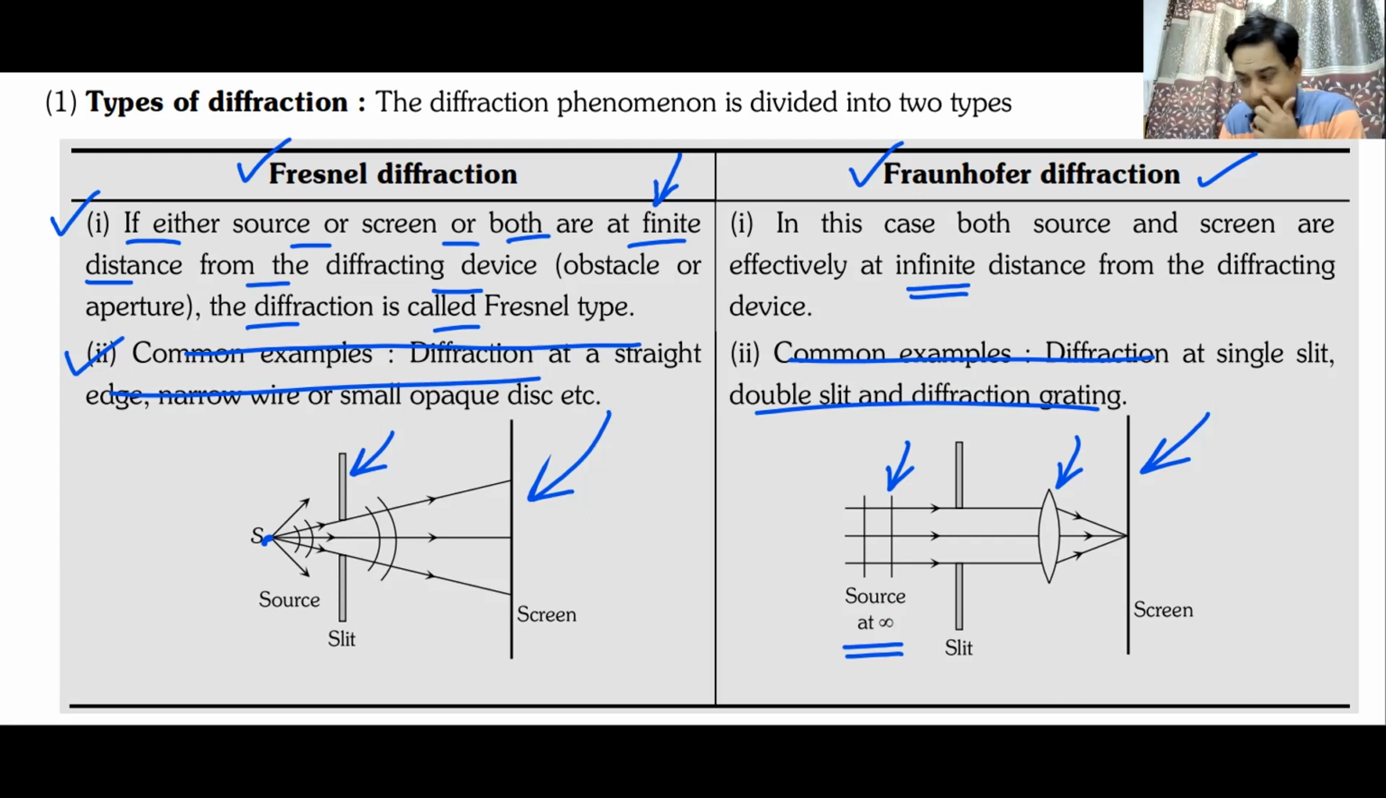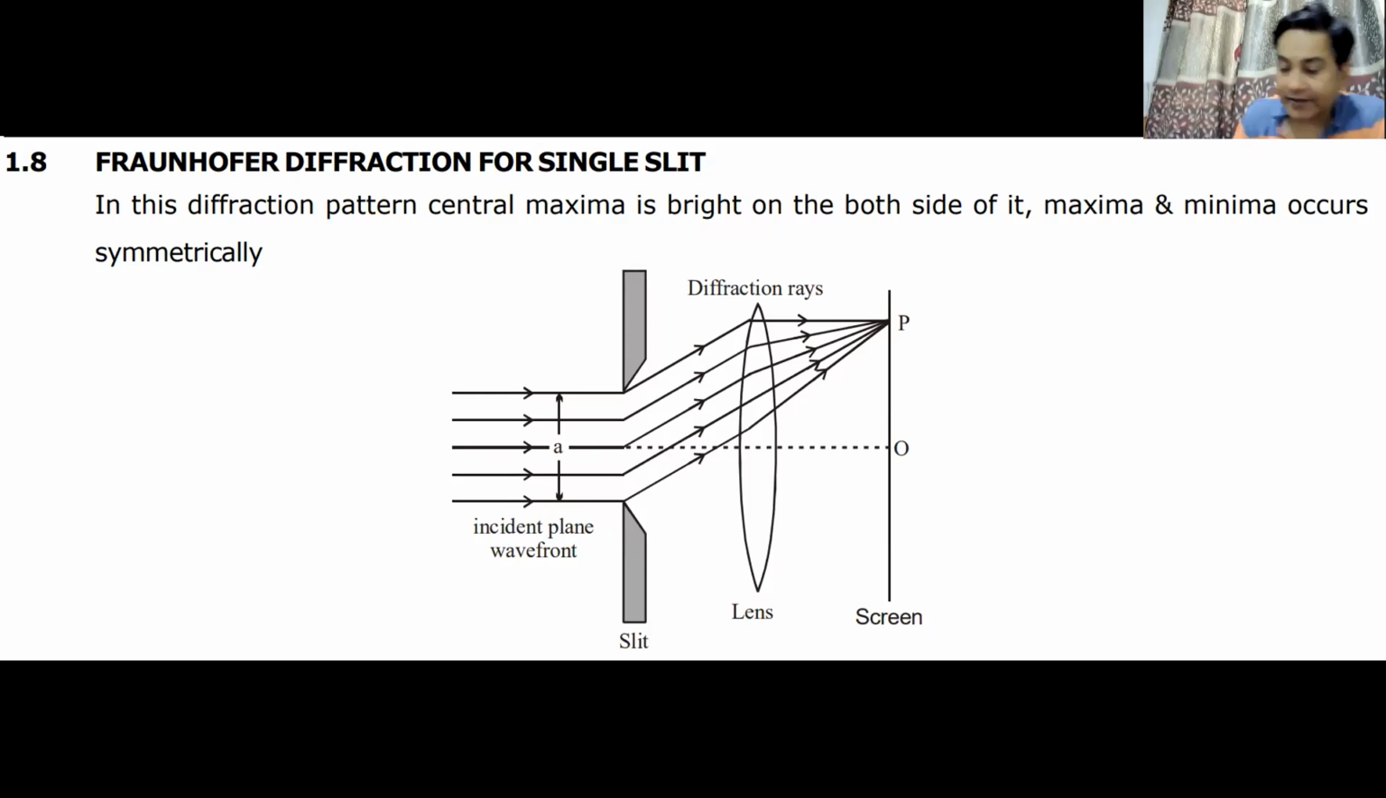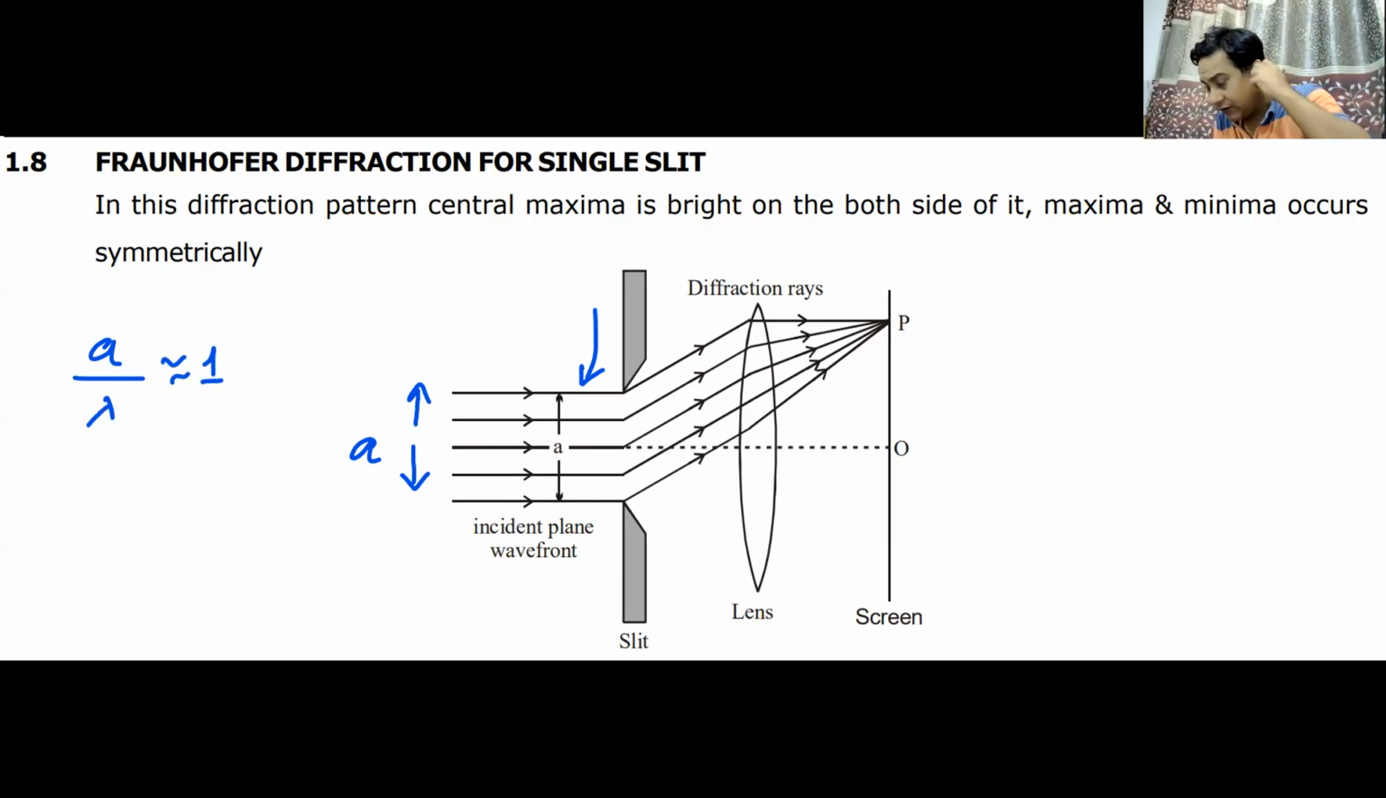Have you noted it down, beta? Yes, sir. Okay. That takes us to Fraunhofer diffraction, and we'll have to note down some formulae for this. As you can see, we have a slit here whose width is A. Remember this A by lambda is approximately equal to 1. So this slit must be of the same order as the wavelength.